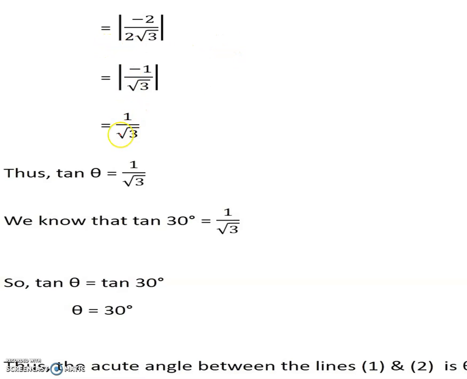Now we have tan theta is equal to 1 upon root 3. Therefore tan 30 is equal to 1 upon root 3. Therefore theta is equal to 30. That's why the acute angle between the two lines is theta is equal to 30 degrees.